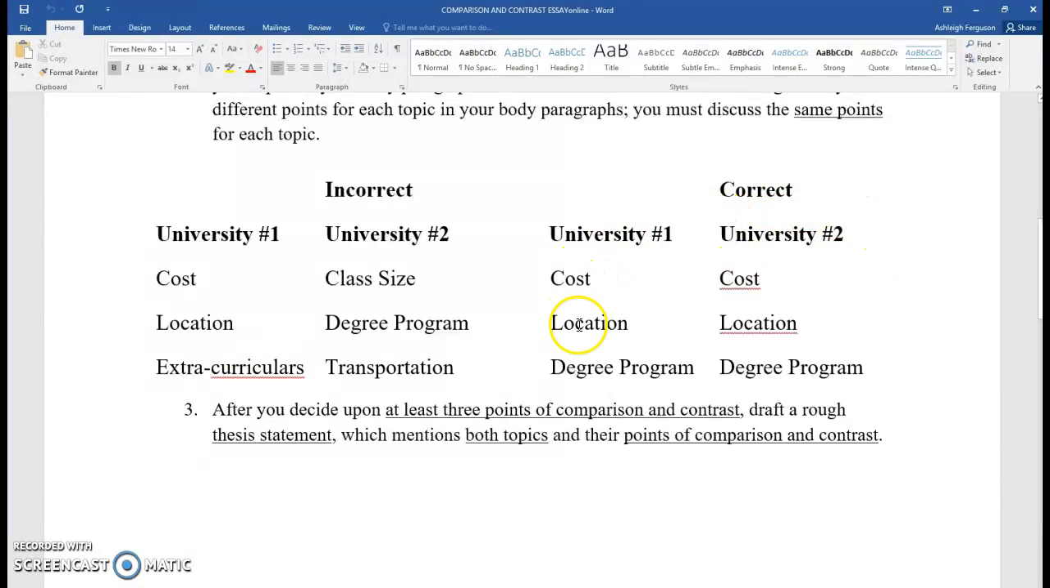So you'll notice you'll have 3 to 4 points. They need to be the same points that you discuss about your first topic as you discuss as your second. Don't just choose random points, like with the first topic you discuss these points, and then with the second topic you discuss completely different ones. That's going to be very inconsistent, and I don't want that. You need to be consistent in your discussion of 2 topics in relationship to the same points.